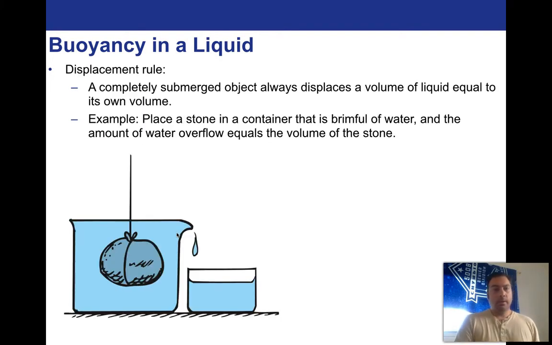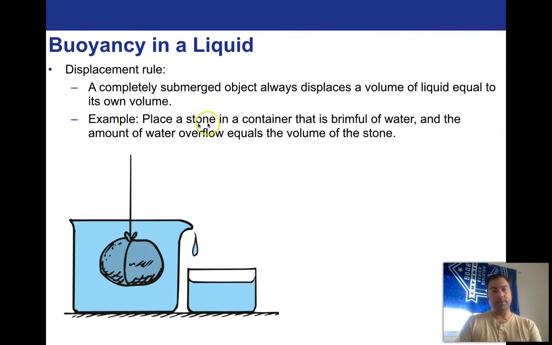All right, so I was talking about displacement and the displacement rule. Let's go over that in a little detail. We've got a couple of slides on this to make sure we nail this well. So a completely submerged object always displaces a volume of liquid equal to its own volume, right? Always does. That's an important concept. Archimedes would take advantage of that later on.